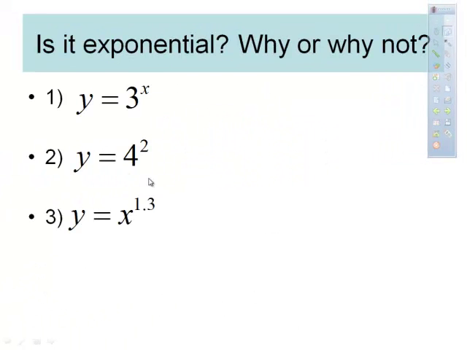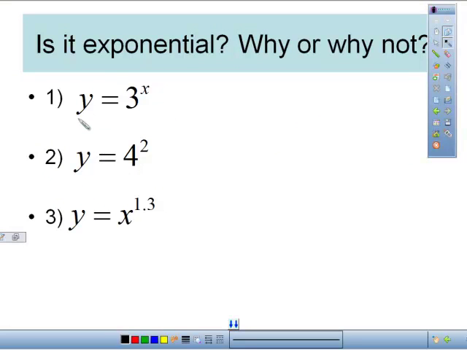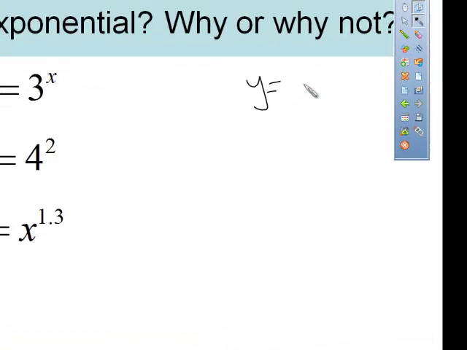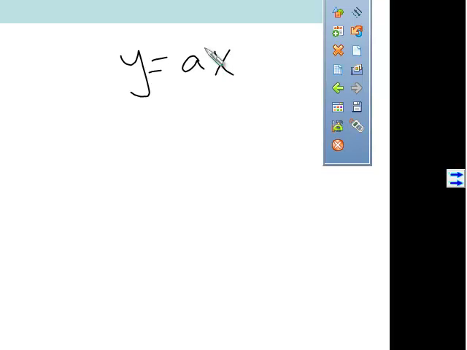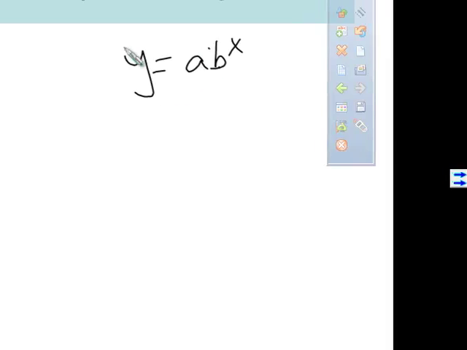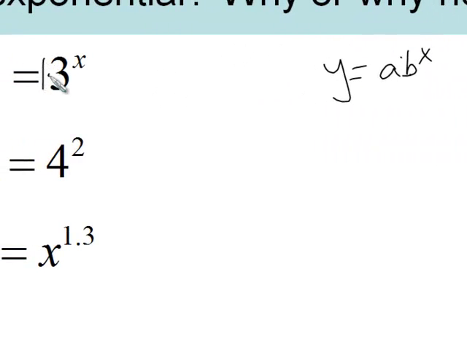So let's look at these three examples and determine if they're exponential functions or not. Let's see. So number one, we've got y equals 3 to the x. Well, if I think about my basic general function, y equals a b to the x, we see that an exponential function has a value for a, which in this case is just 1, has a value for multiplier b, which is 3, and our variable x is going to be in the exponent. So yes, this is definitely an exponential function.